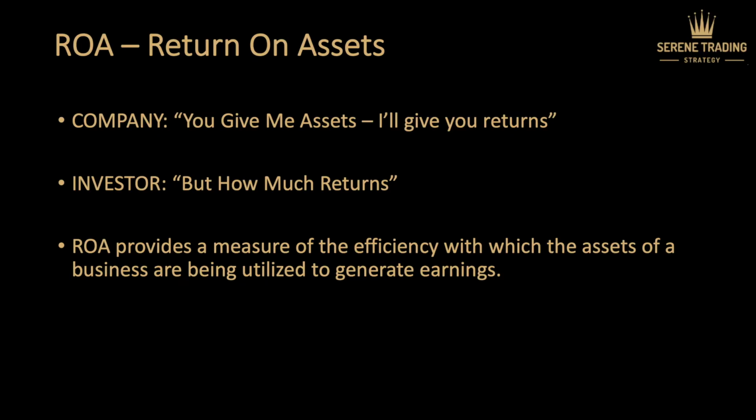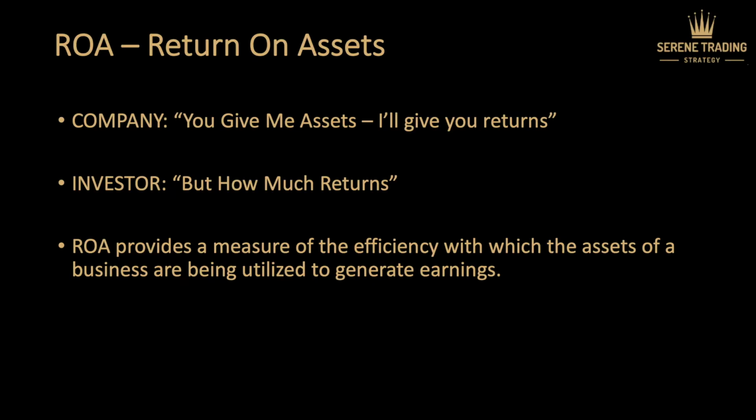Assets are anything which a company owns. It includes cash, inventories, land, machinery, real estate, any kind of thing that the company can use to run its operations and to generate earnings. So return on assets, if you think about it, is the basic thing that we want to understand about a certain company.